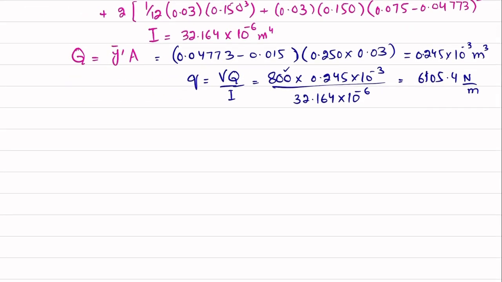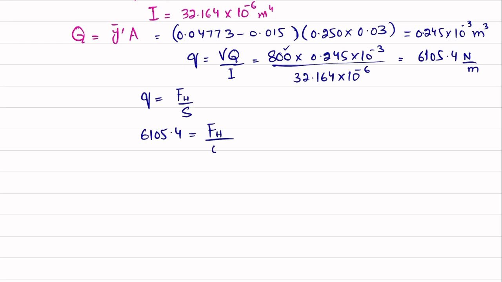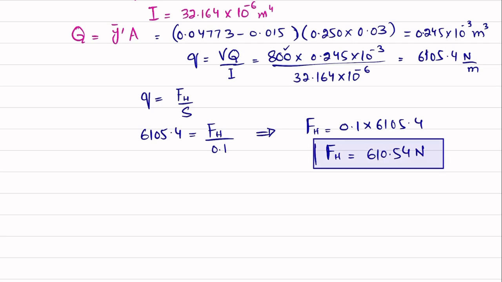So now we have shear flow. We know that shear flow is also equal to horizontal shear force per unit length. So you can just put the value of q: 6105.4 is equal to FH divided by S. S is the spacing, the nail spacing, which is 100 millimeter. So 100 millimeter in meter is 0.1. From here the horizontal shear force will be equal to 0.1 multiplied by 6105.4, which gives 610.54 Newton.